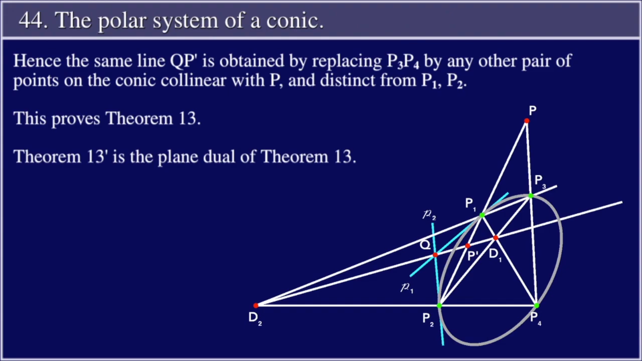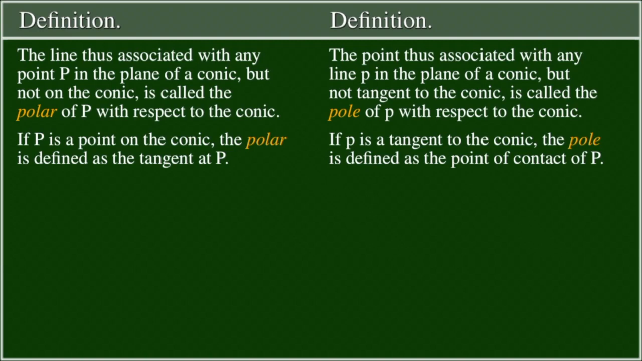This proves Theorem 13. Theorem 13' is the plane dual of Theorem 13. Definition. The line thus associated with any point P in the plane of a conic, but not on the conic, is called the polar of P with respect to the conic. If P is a point on the conic, the polar is defined as the tangent at P.